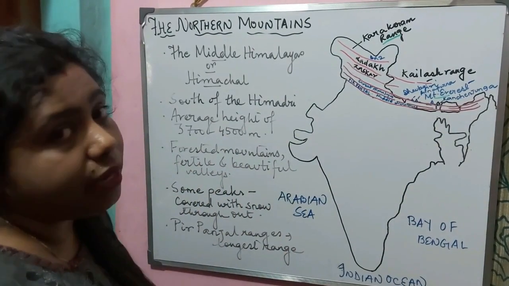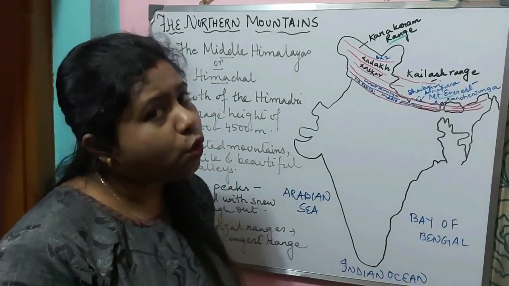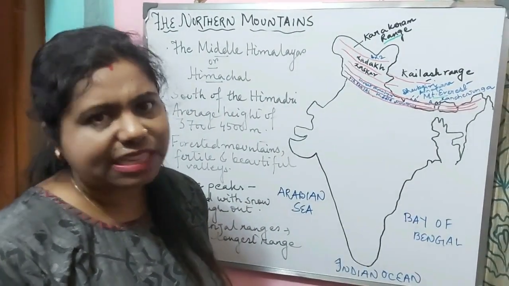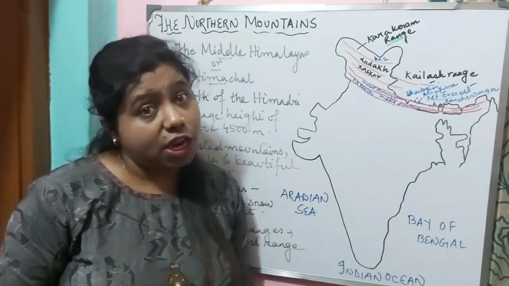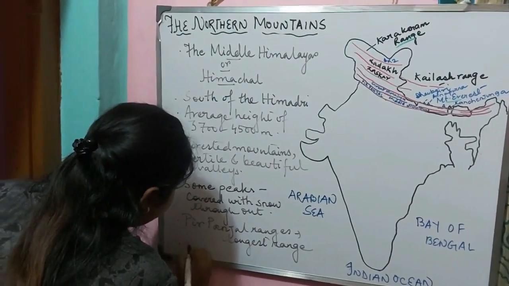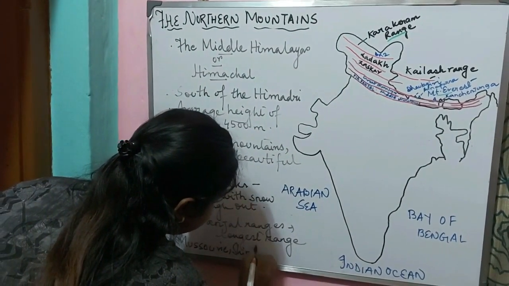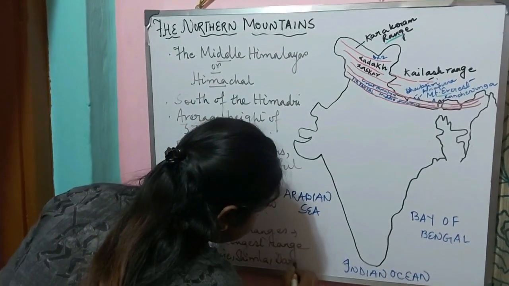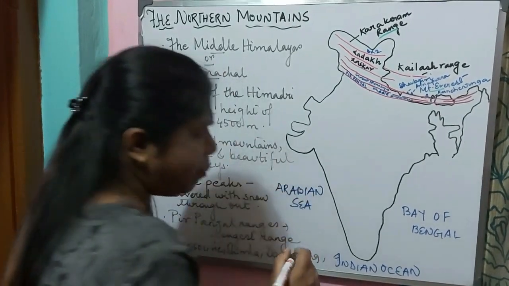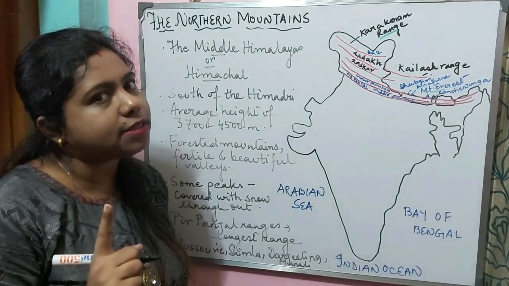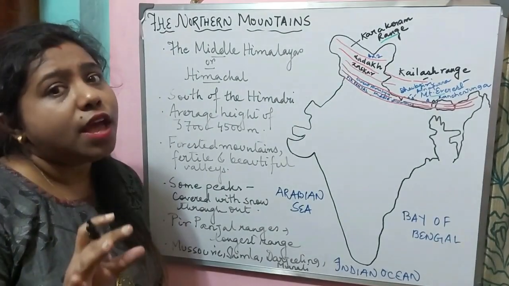Here we will also find beautiful hill stations where you people go for your vacations, like summer vacation or winter vacation. Mostly we cannot go for winter, but we can enjoy the summer vacation there, like Mussoorie, Shimla, Darjeeling, Manali. How many of you went to Darjeeling? Raise your hand. Good, very good. You should also go for Shimla and Manali. It is also very, very beautiful.